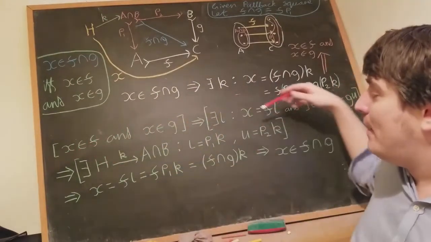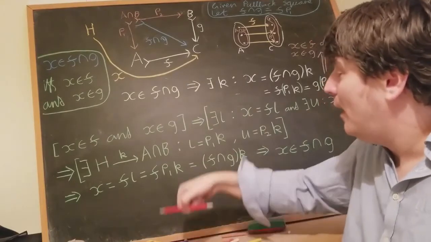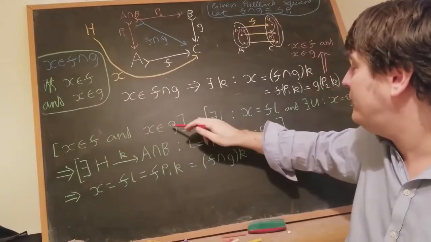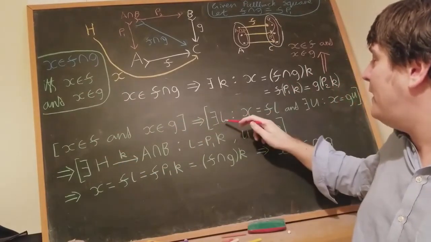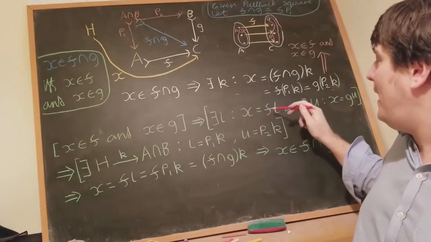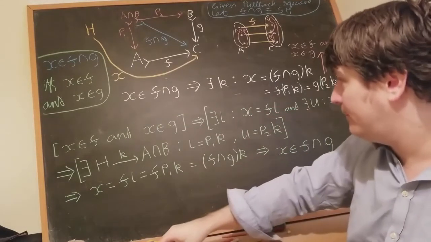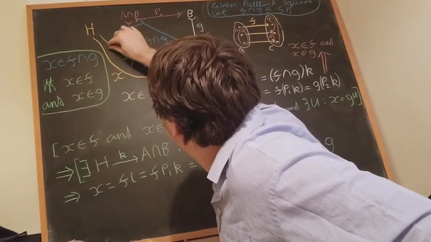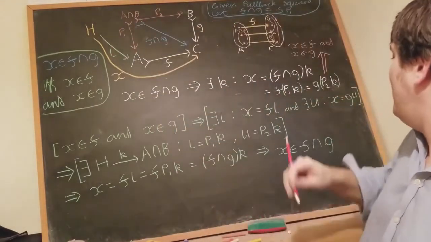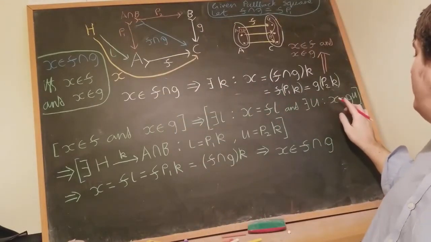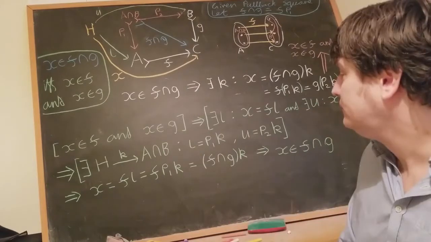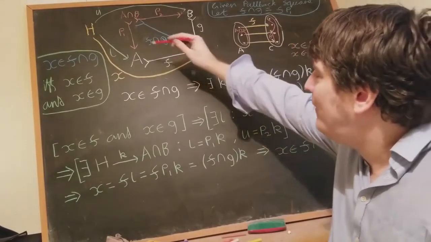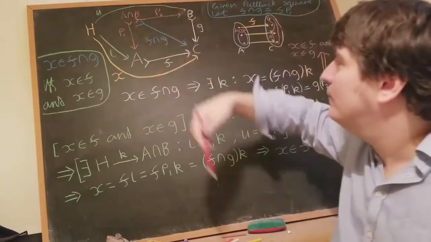So now let's finish the proof. Let's go the other way around. So let's suppose we have this green statement holding. We'll suppose that x is in f and x is in g. So that means there has to exist an L such that x equals f after L. And also there has to exist a U such that x is equal to g after U. But now here's the thing. We have that f after L is equal to g after U, is equal to x.